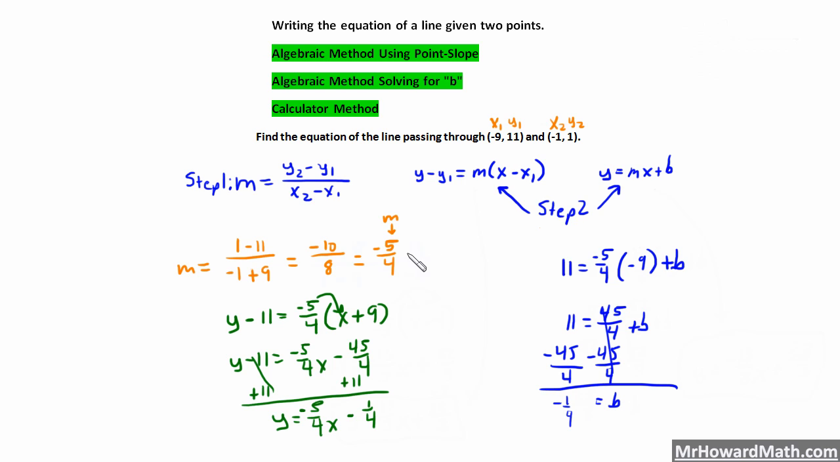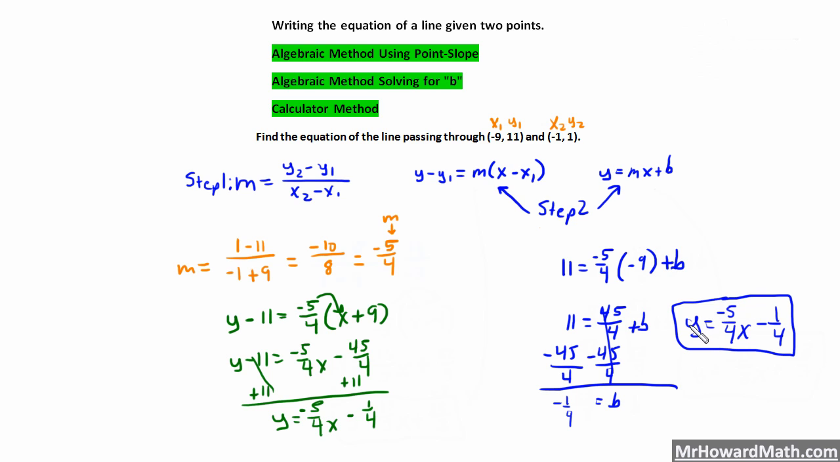So we have b, and we have the m that we had before, so now we just write the equation. Y equals negative 5/4 x minus 1/4. Okay, same answer we got before.